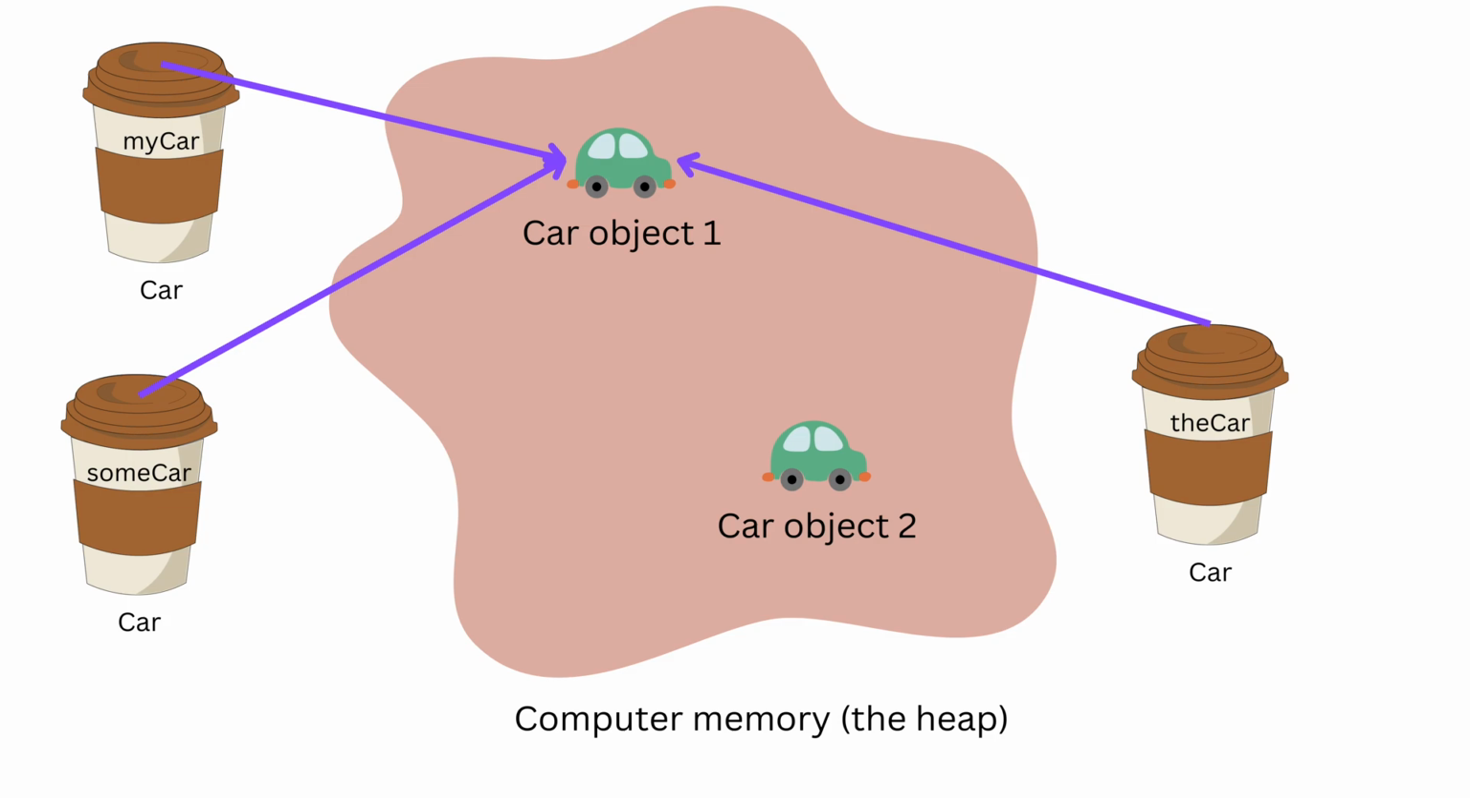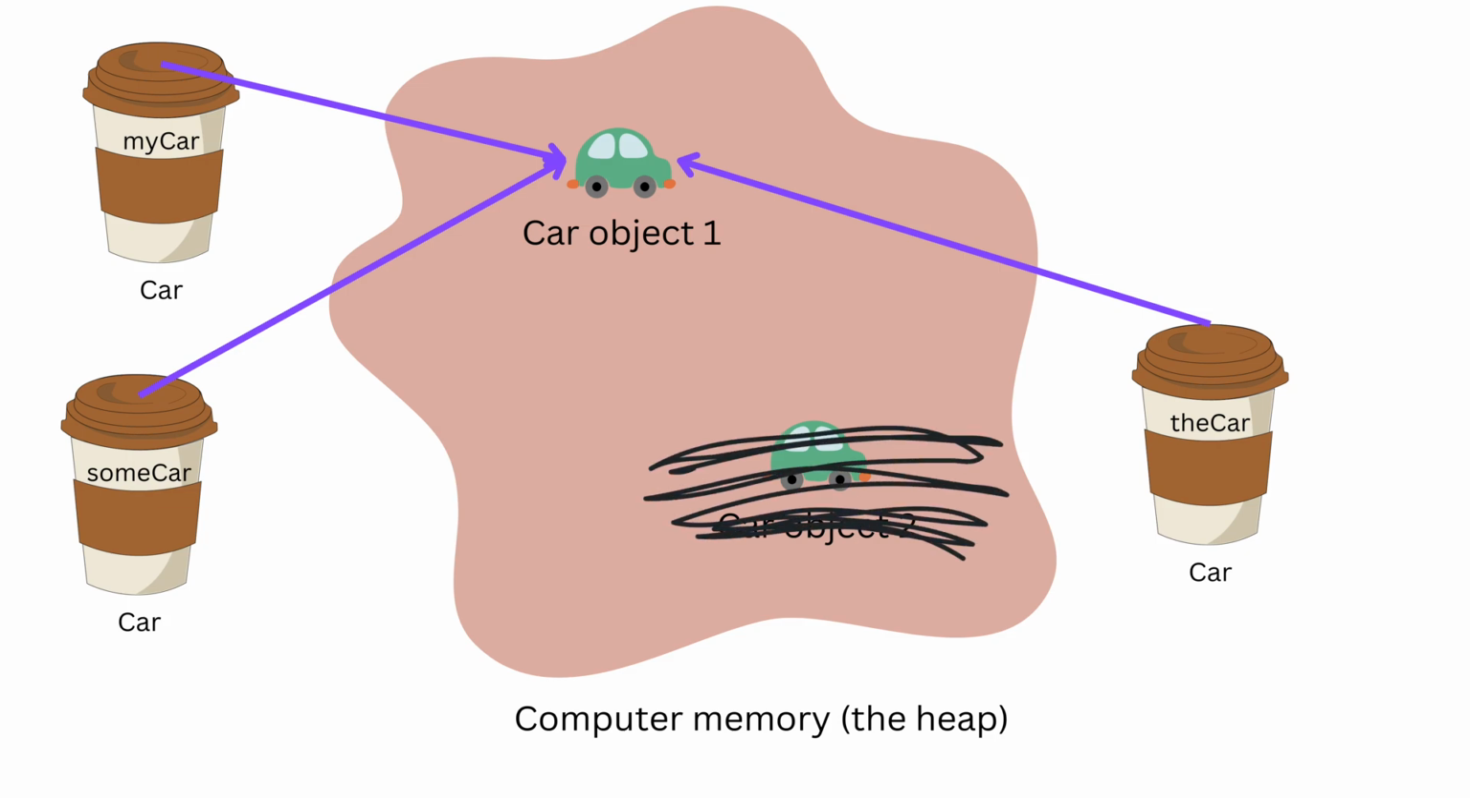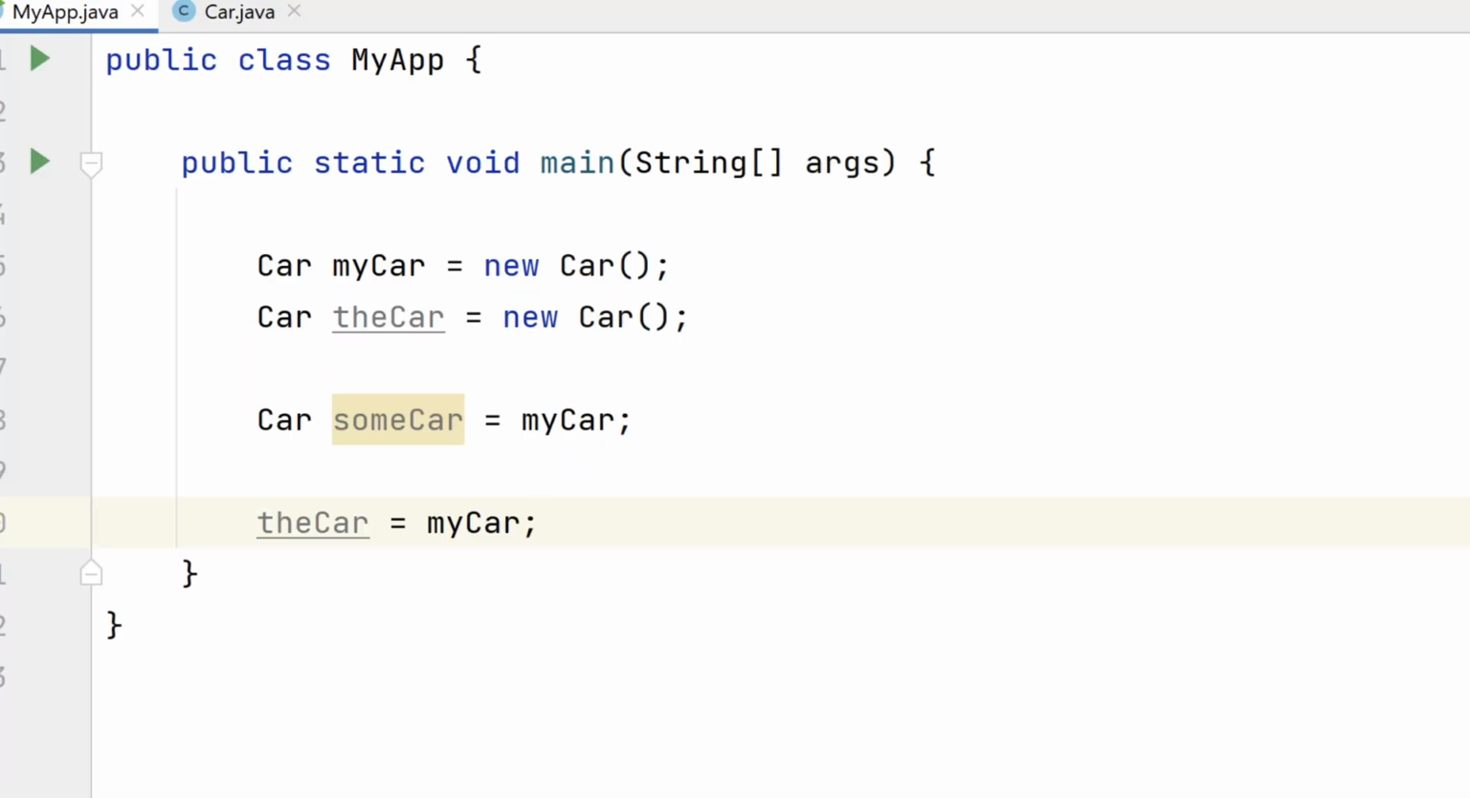In these situations, the Java virtual machine will eventually perform an operation called garbage collection. Garbage collection will free up the memory associated with the objects that are no longer referenced, so our application can reuse the memory for other objects. This operation prevents memory leaks in our code. Right now, myCar, theCar, and someCar all refer to the same object in memory.